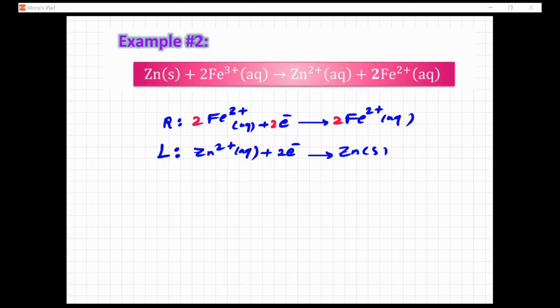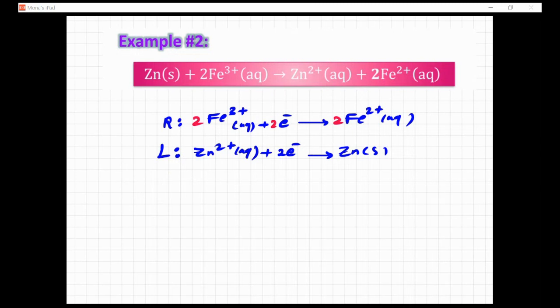Anyway, we have written the two reduction half reactions, right, the left, and of course, if I want to give the overall reaction, I will do what, right, minus left. That gives me the overall reaction. Now the question was asking me to write the cell notation. How do we write the cell notation? Now let's say what do we have on the left? What do we have on the right?